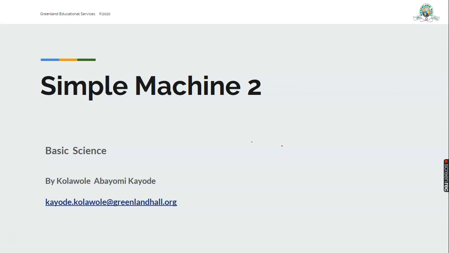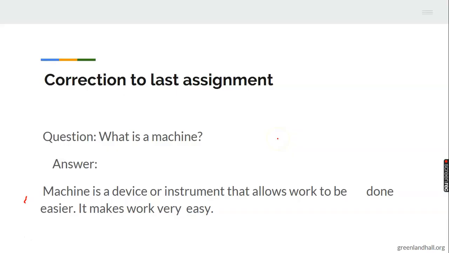Today, we want to look at simple machine 2. Last week, we started simple machine 1. The first thing you have to do is look at the correction of the last assignment. Let's look at the correction of the last assignment.